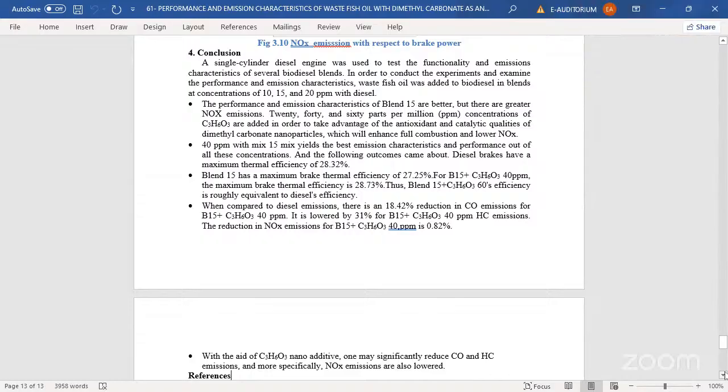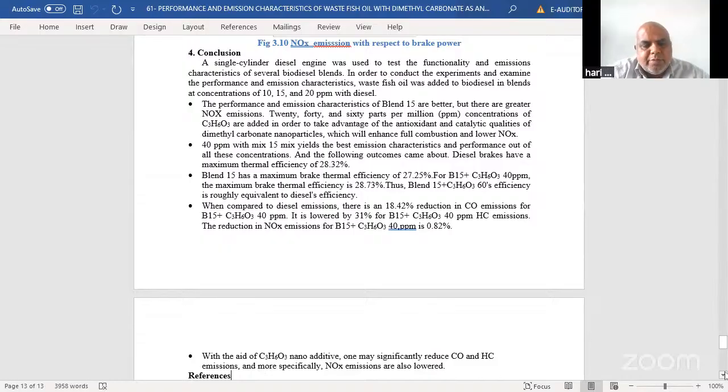So what is the flash point for both of them, diesel and biodiesel? Have you compared that? Yes, sir, it is shown in the properties table. The flash point is generally high for biodiesel when compared with diesel. Generally, it will be more.